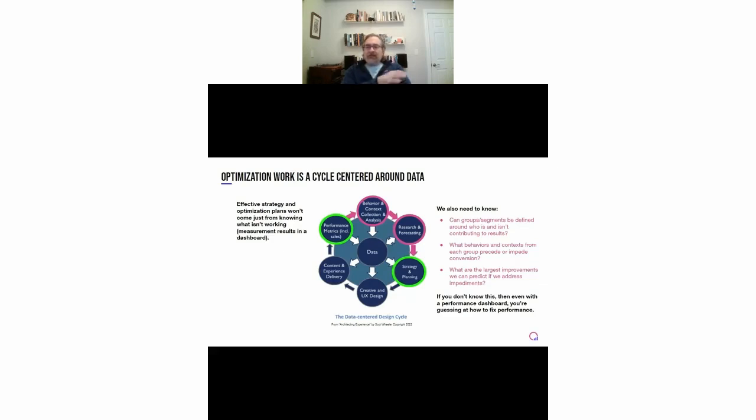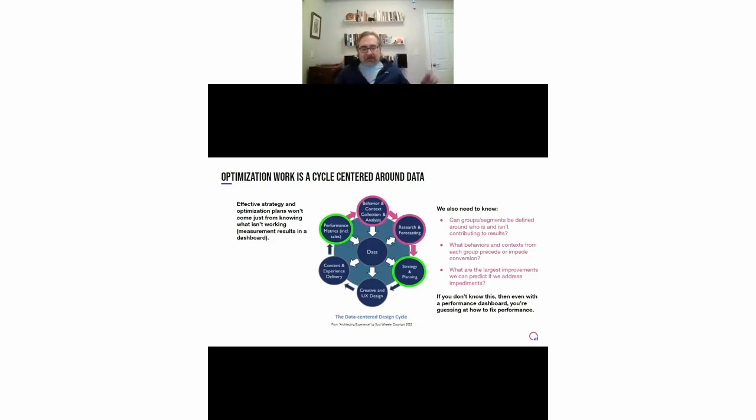But effective strategy and optimization won't just come from knowing what is or isn't working, right? That performance measurement, particularly if that performance measurement is oriented at those pre-established goals and looking at only the areas that are filtered through a confirmation bias and supporting only those initiatives that are being put forward due to an authority. So effective strategy isn't going to come just from knowing the performance, right? We need to know are there groups or segments that can be defined around who is or isn't contributing to results, right? Rather than just looking at the results as a whole, are we segmenting effectively so that we can design interventions, CRO interventions, for different types of people?